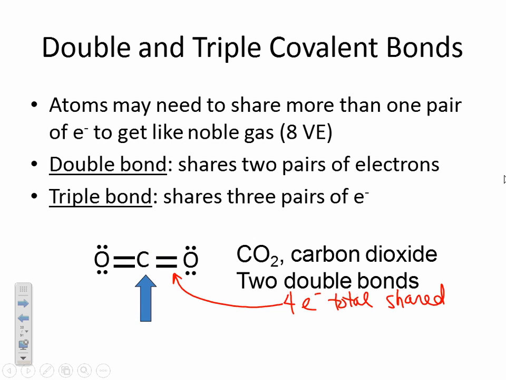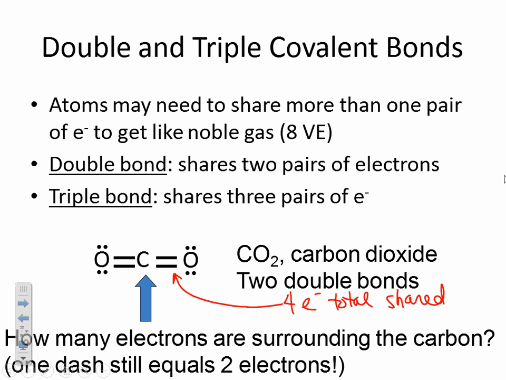Then if we just look at the central carbon, how many electrons are surrounding this carbon? 1 dash still means a bond, and a bond is 2 electrons. So how many electrons are surrounding this carbon? Well, we have 2, 4, 6, and 8, right? 8 electrons surrounding the carbon, so the carbon is stable.